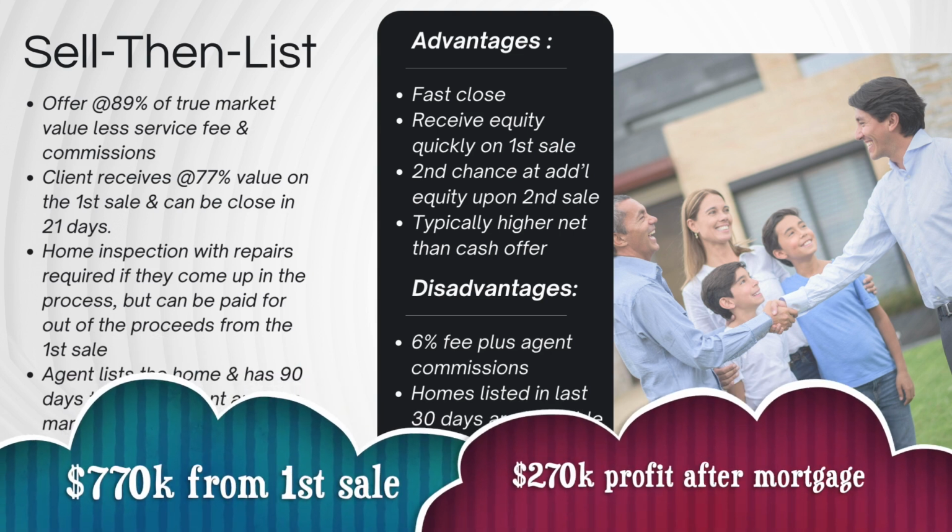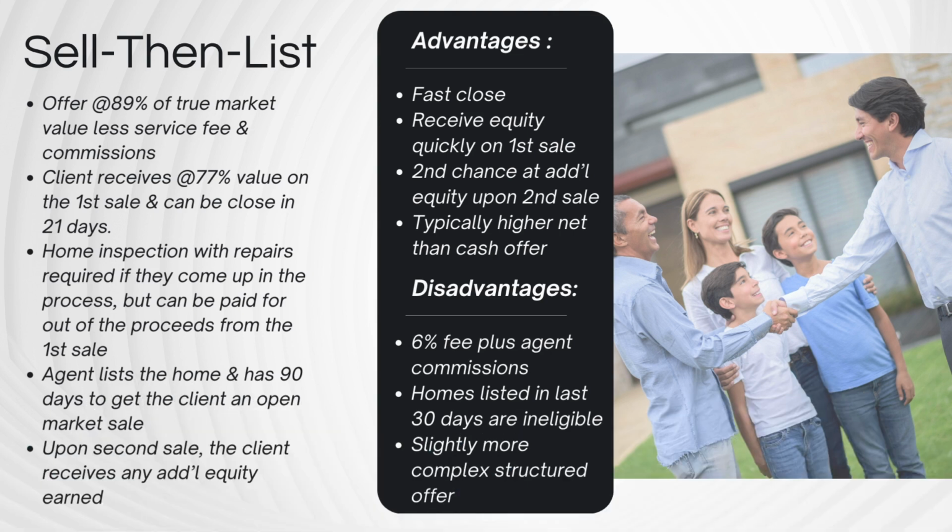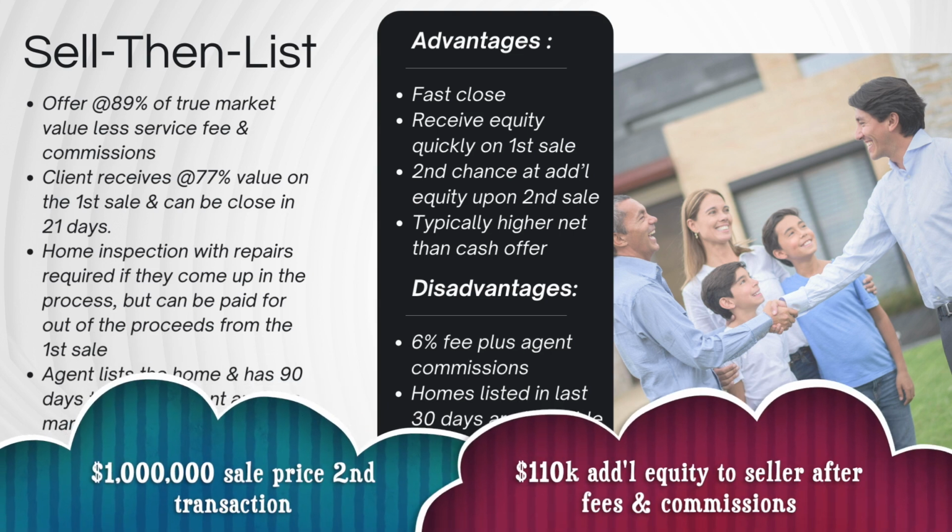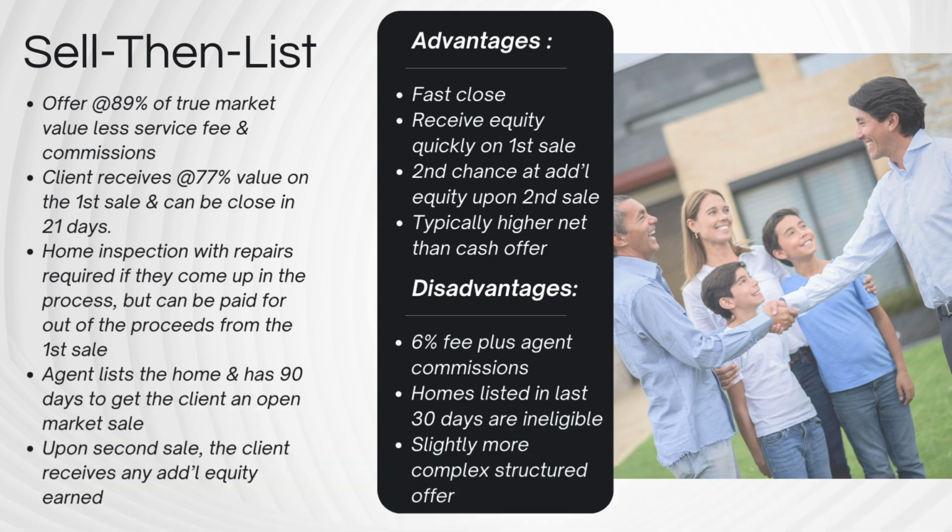So now they've got a check for $270,000 in profit after the mortgage was paid off. And now you put the home on the market for $1 million. So in this case, if it sold for $1 million, you're going to collect commissions just like any other normal transaction, and they will get the remainder. So they would get an additional check for $110,000 at that second closing. So it gives them the ability to get the speed and convenience on the first sale, and not full net, but close to full net on the open market.